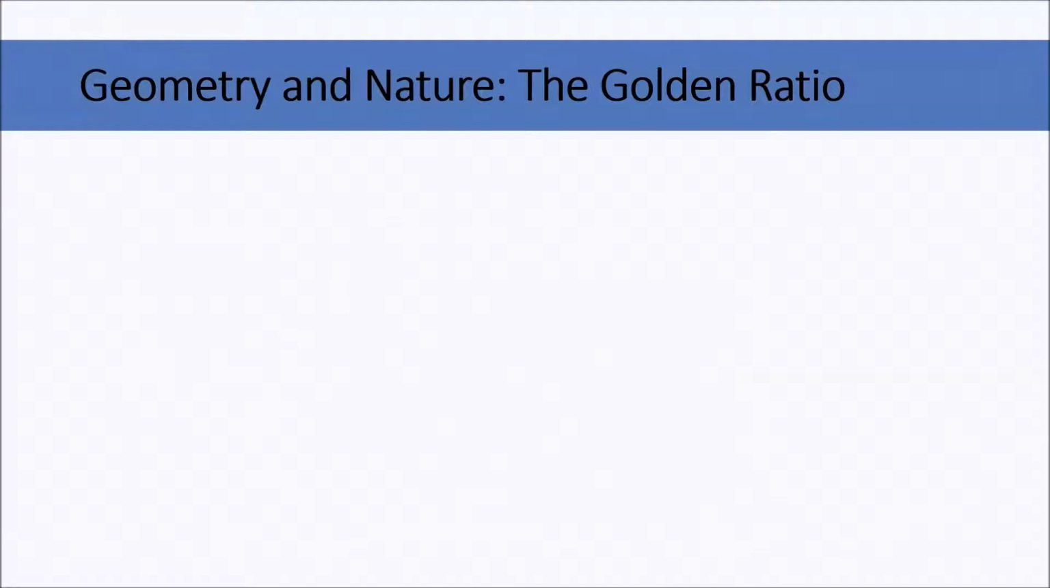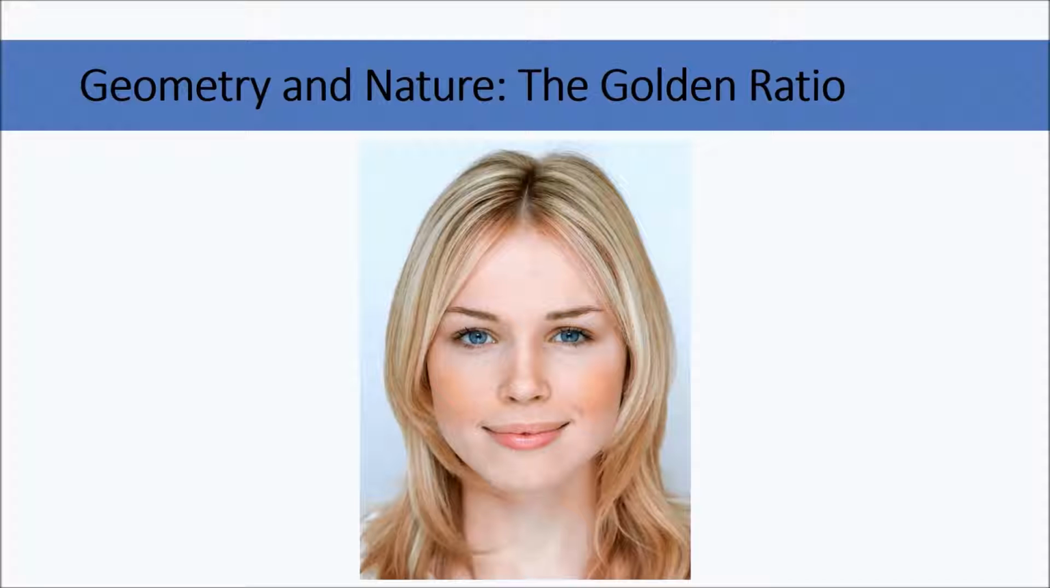Let's have a look at this woman's face. Let's try and spot a few golden rectangles in her face. The ratio between her eye width and the length of her nose is said to be golden because of the golden rectangle formed. Let's look for a few more. The distance from the center of her lip to her nose, and then the width of her nose, also forms a golden rectangle.